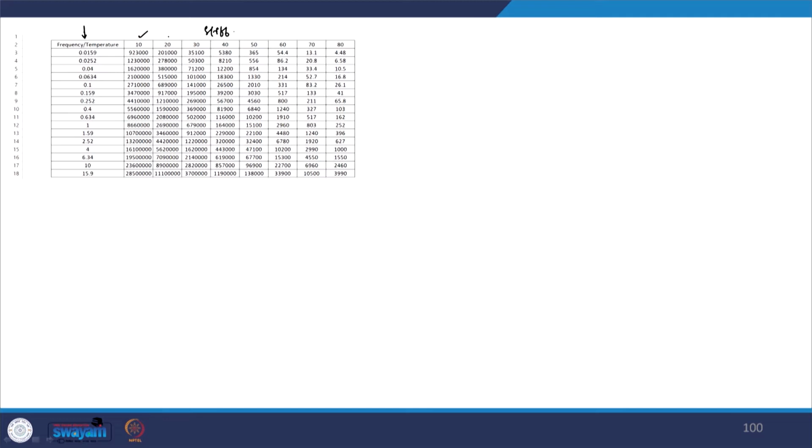So, you can see we have 10 degrees, 20 degrees, 30 degrees, 40 degrees, 50 up to 80 degrees. At these temperatures we have done a frequency sweep test, and the results which are shown in the table correspond to the stiffness values.